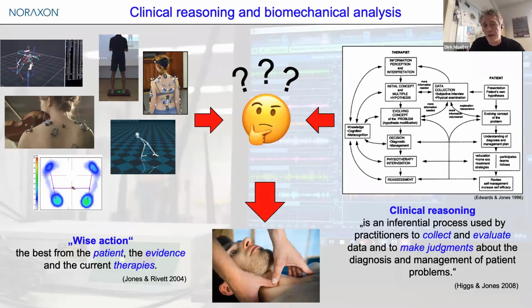But on the other side, we have this stuff, the devices. We have kinetic, kinematic, muscle activity. We got a lot of things, a lot of sensors, a lot of electrodes we can put on the body. And how can we bring it together to have the best value for the patient, for the treatment? That's a big question. So we have some challenges.